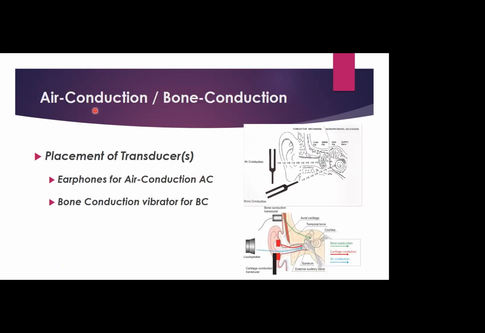So the placement of transducers include, for air conduction, we usually use earphones, the supra-aural earphones. And for bone conduction, we use a BC or bone conduction vibrator, which is placed at the mastoid.